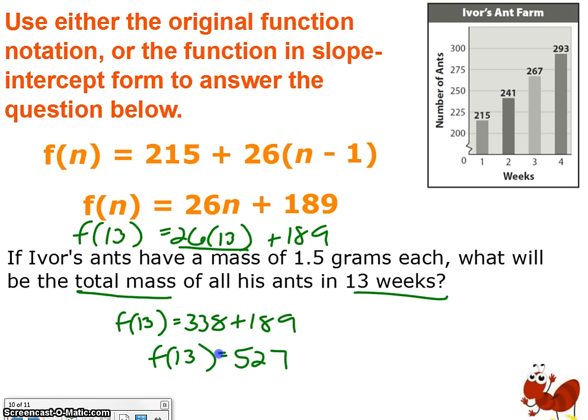Okay, but that's not what the question really asked for. The question asked for what was the total mass of all of his ants? Well, think of the ants right now. They're at 1.5 grams each. You're at 527 ants. So I need to take this and multiply it by 1.5, the mass of each ant, times the total number of ants. And when I do, I get a mass total of 790.5. So therefore, what this is saying, in 13 weeks, the colony will have a mass of 790.5 grams.